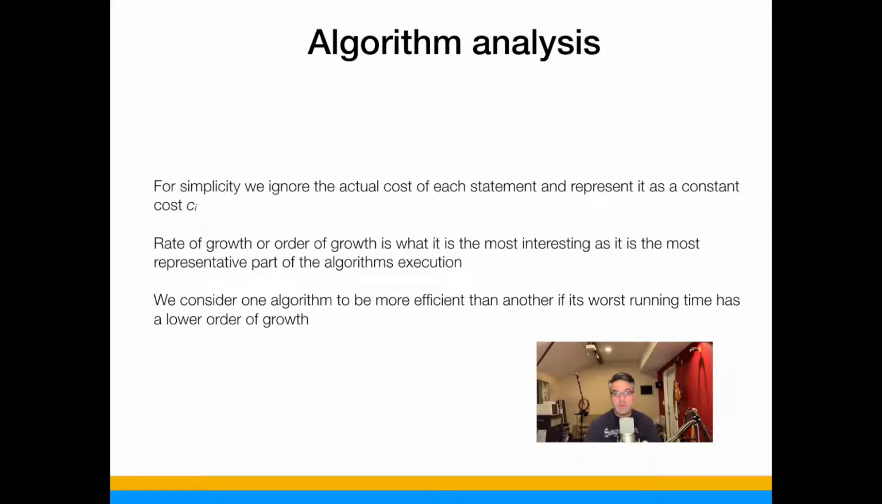We consider one algorithm to be more efficient than another if its worst running time has a lower order of growth. So if you have two algorithms that run at about the same time for the same amount of input, but one has a lower order of growth, then we will consider that one more efficient, because that means that when you add more numbers or more inputs or more things to calculate, more words to search, whatever it is, it will grow more in the operations versus instructions, inputs versus instructions executed.